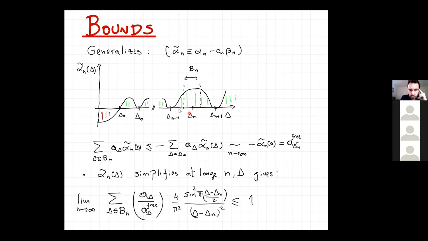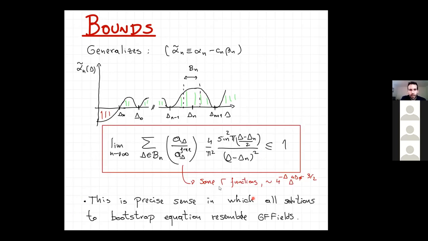You see, this is just sine squared. So basically it describes the shape of this curve here. This is bounded by one. Recall that this OP density is just some gamma functions. It's the free GFF OP density. It looks like this, it's exponentially suppressed, there's this delta. And so finally, this is the precise sense in which all solutions to the bootstrap equation are similar to generalized free fields. It's because asymptotically, at large delta, their OP density has to be essentially the same as the GFF density. So this is an order one kernel, always order one. Again, it's just this shape, and this has to be bounded by one.